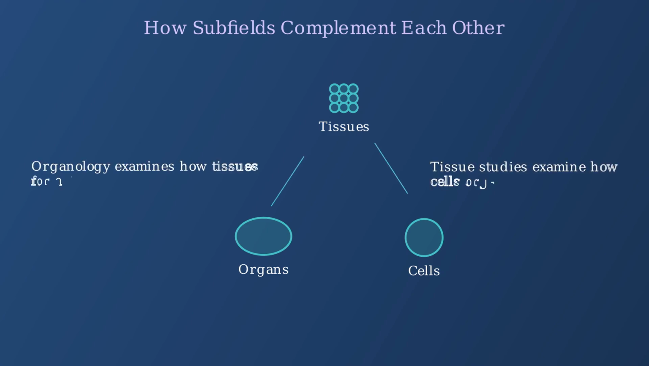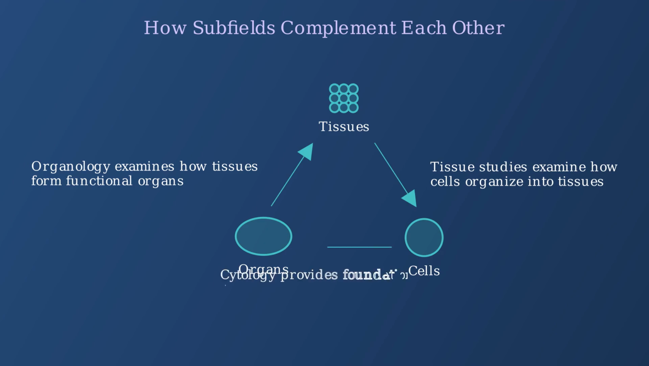Organology examines how tissues form functional organs, while tissue studies examine how cells organize into tissues. Cytology provides the foundation for understanding both tissues and organs, as cells are the fundamental building blocks of all biological structures. Together, these subfields provide a comprehensive view of biological structures at multiple scales of organization.